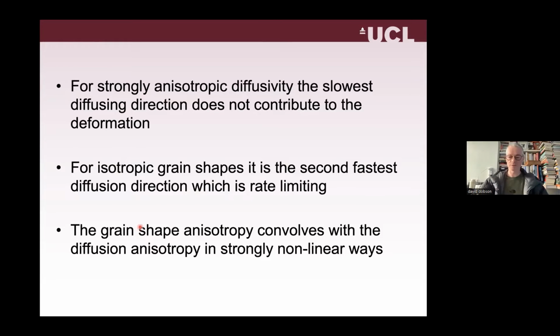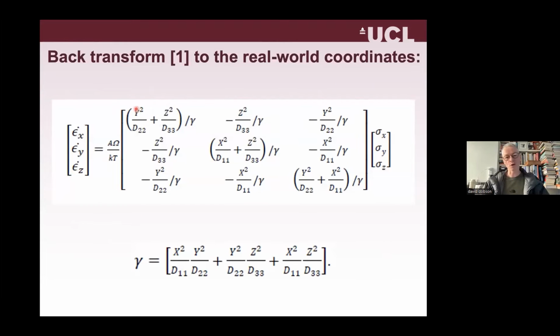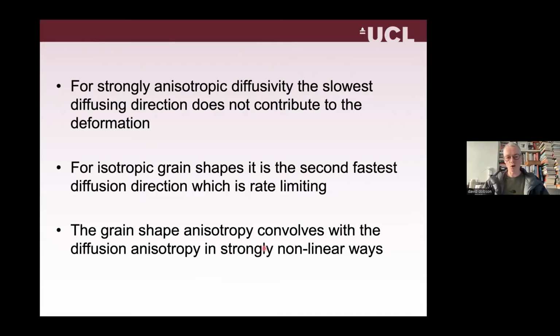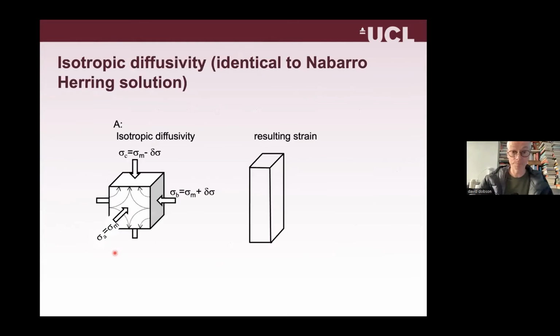And also because of this convolution of the grain shape and the diffusivity, you end up with quite a complex non-linear coupling between the grain shape and the diffusion anisotropy. Okay. So if we just consider an isotropic diffusivity, we're going to deform this grain where sigma 3 is vertical here, sigma 1 is horizontal here. Okay, we end up with something which stretches in the vertical and compresses in the horizontal direction.